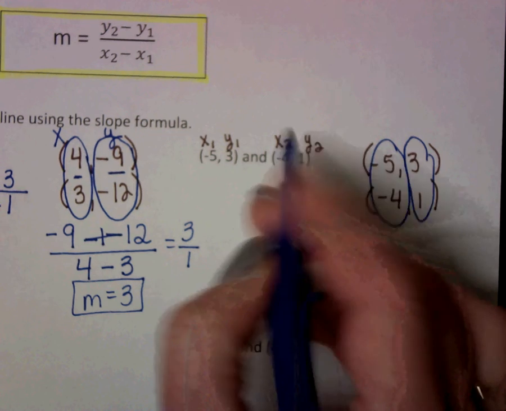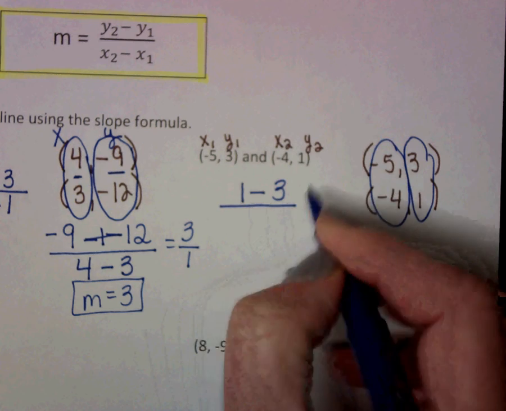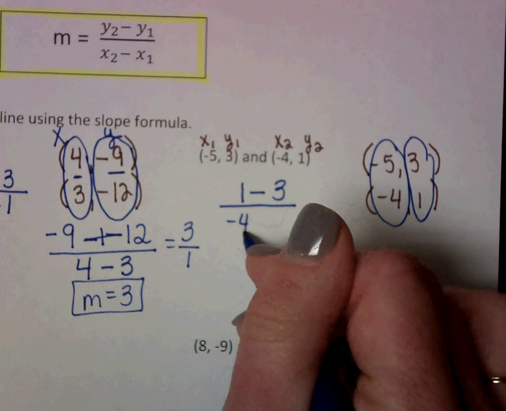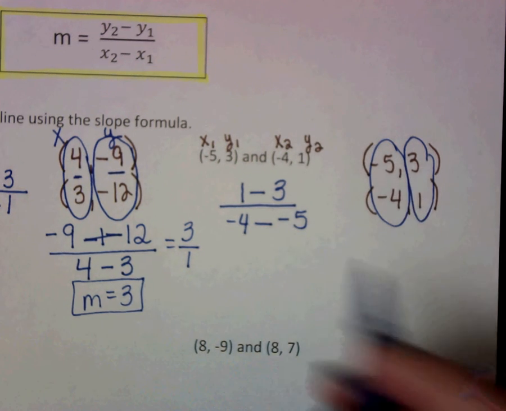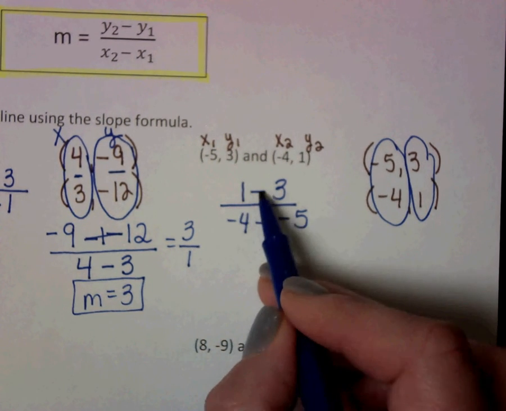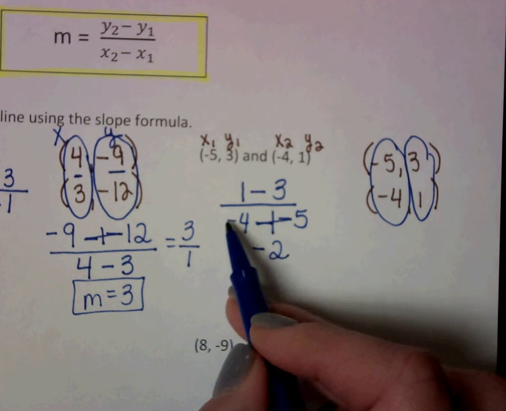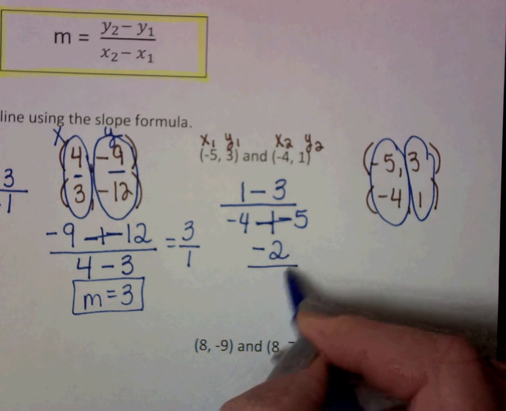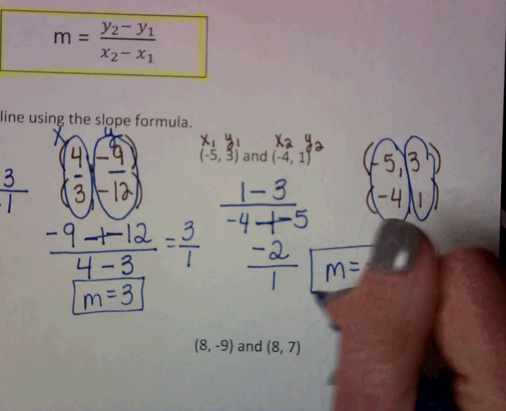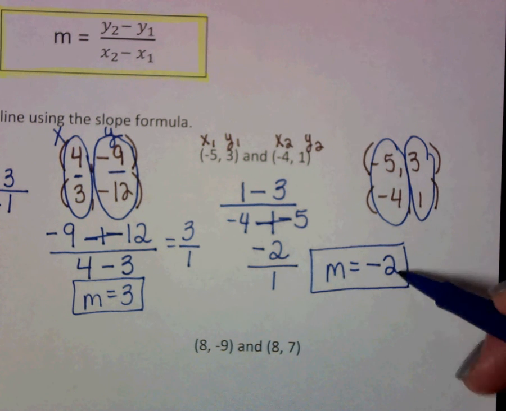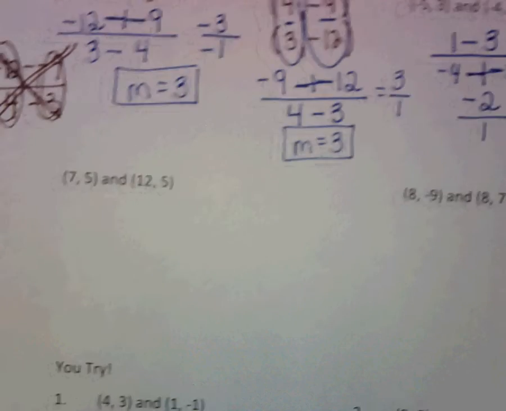So we're going to say 1 minus 3 over negative 4 minus negative 5. Okay, so on top, 1 minus 3 is negative 2. On the bottom, negative 4 plus 5 is positive 1. So that would make my slope negative 2. And if you did it this way, you still should get the same result. Okay, let's look at the next one.